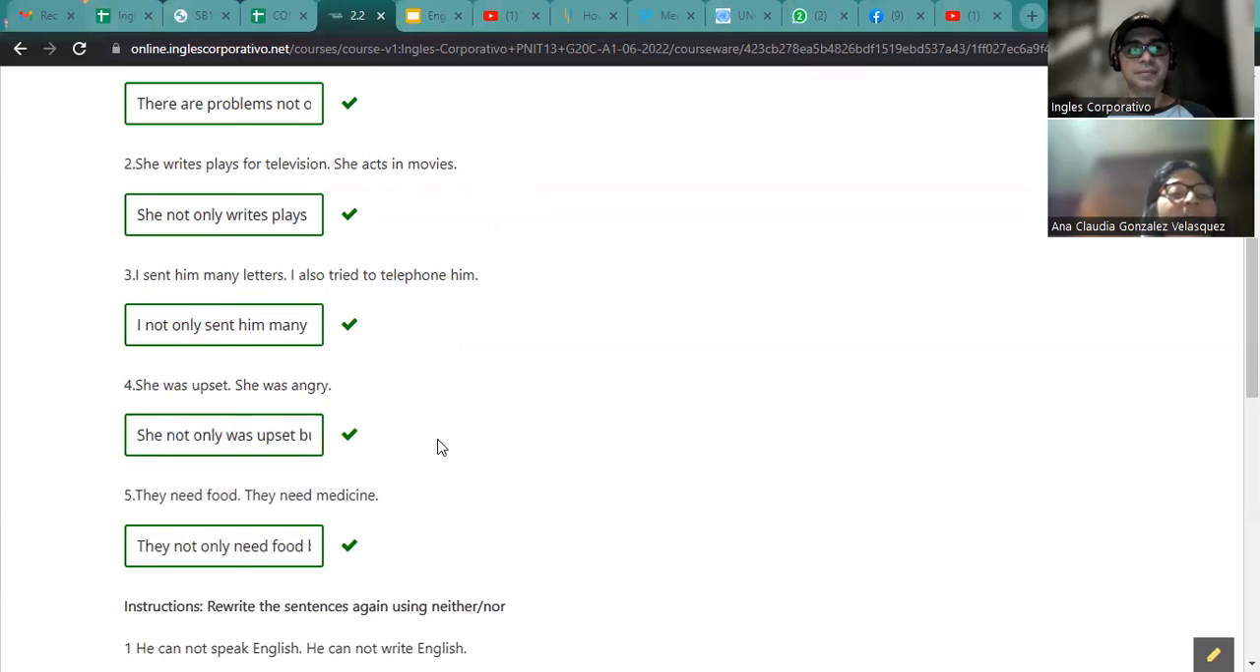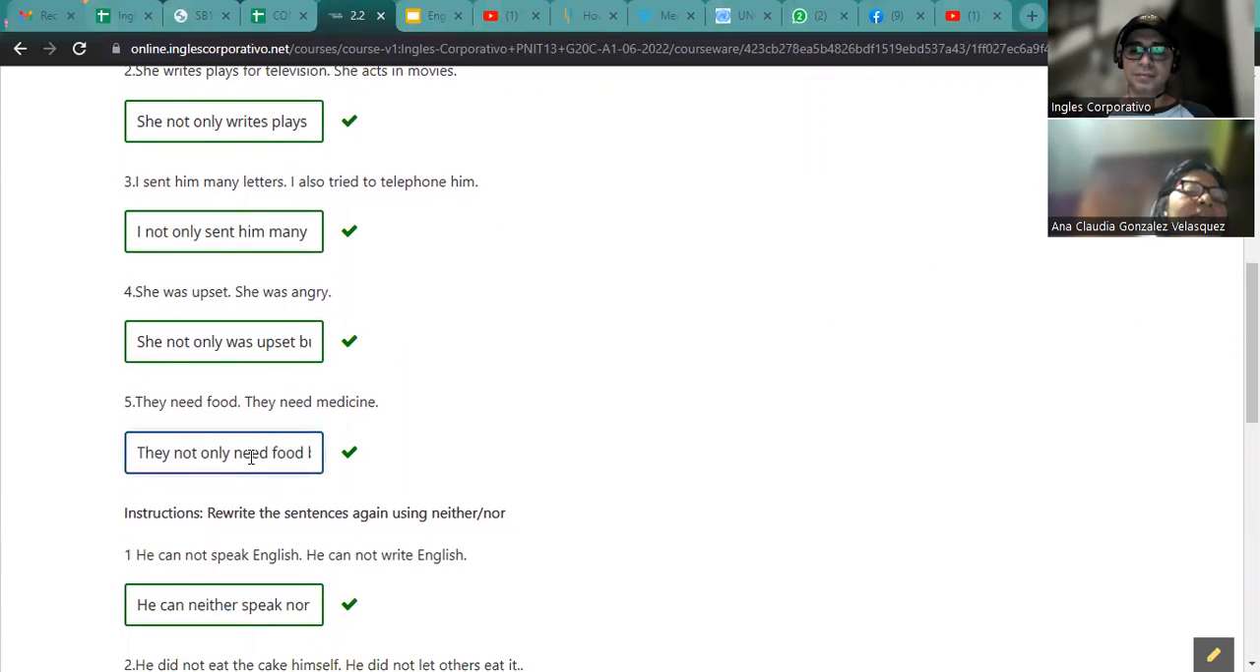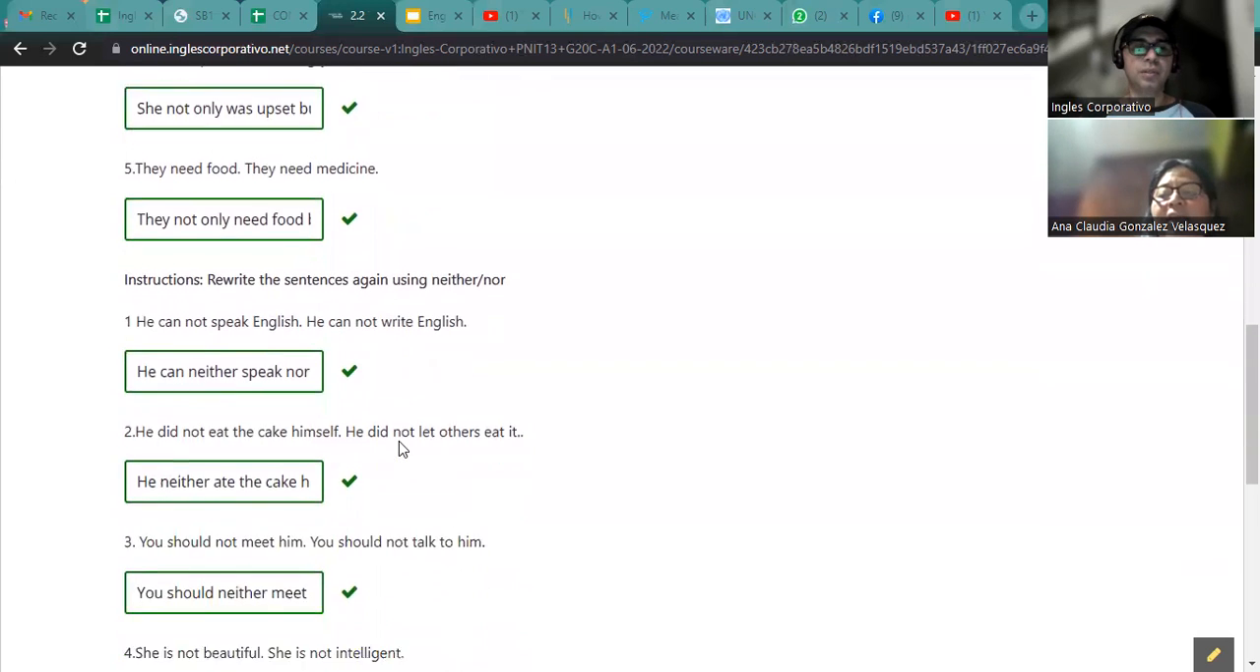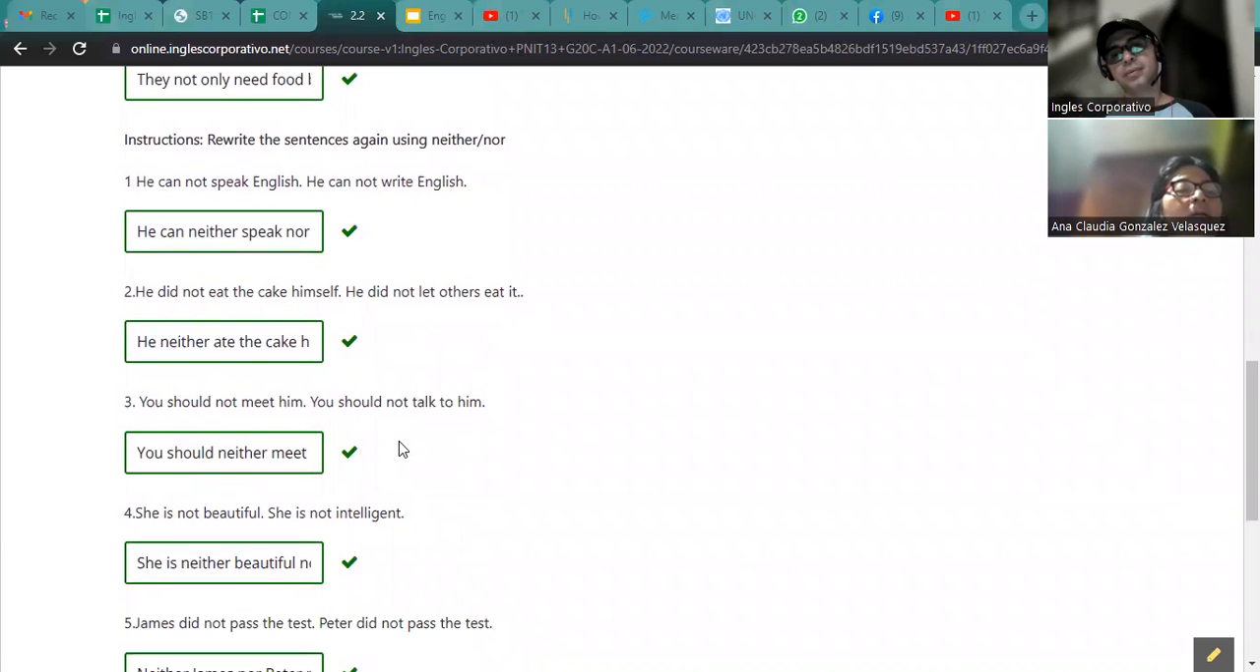Got it, okay. And the next one I have, my mistake is that I started with not only, so it should be, let me take a look. They not only need food, okay. Not only need food, but also need, and I got no. Again. No need, but also medicine. You don't have to use need. Okay. And the other one. Oh, I got all of it.